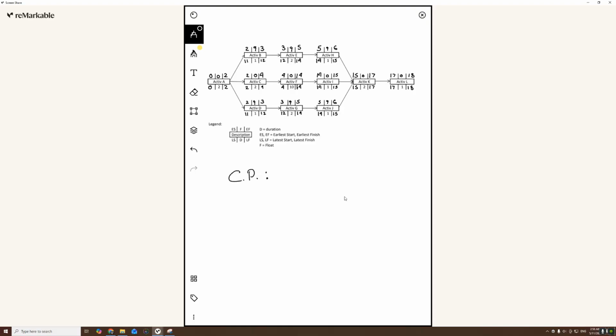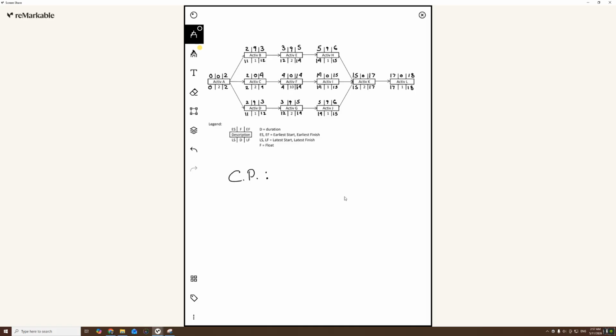And that makes it very clear. You notice how this middle path, A, C, F, I, K, L, they all have the zero float in common, meaning none of them can be delayed. That's how you know it's a critical path. So it's very easy to tell.